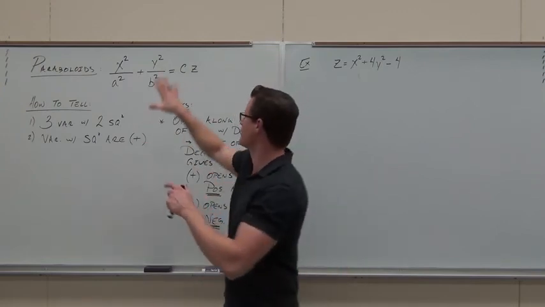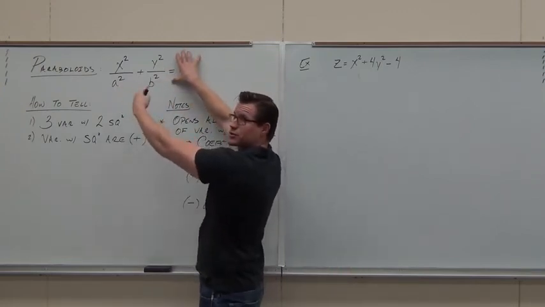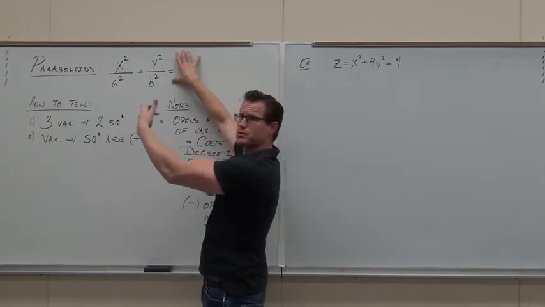That's going to be nice. You guys see that if I have numbers here, that's either a circle or an ellipse. You guys see what I'm talking about? Those are really easy to deal with.